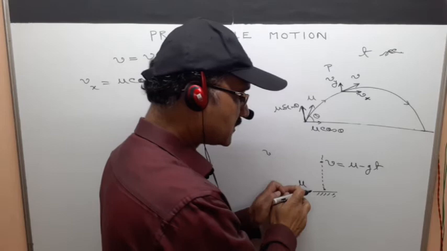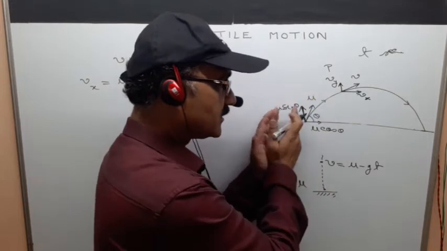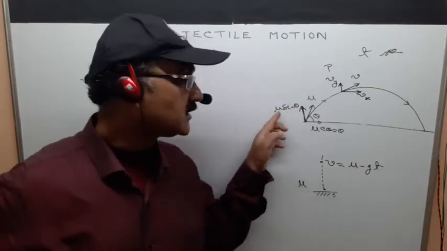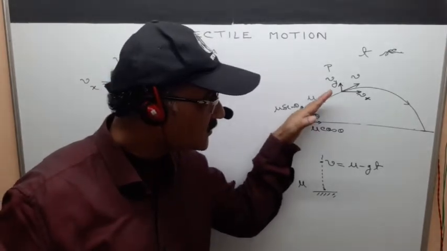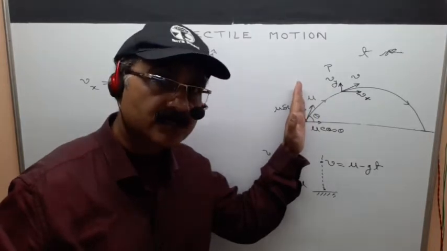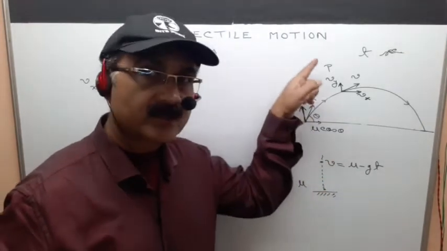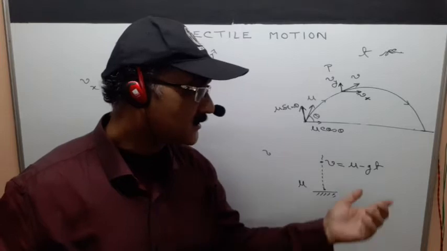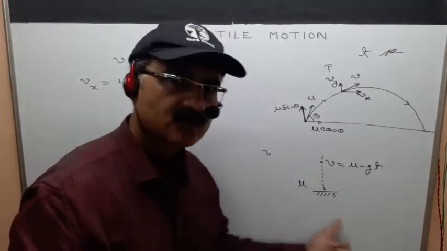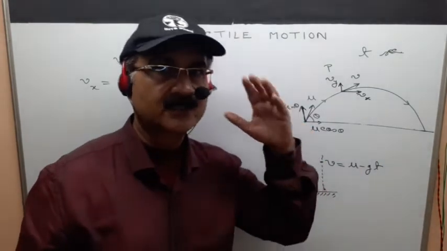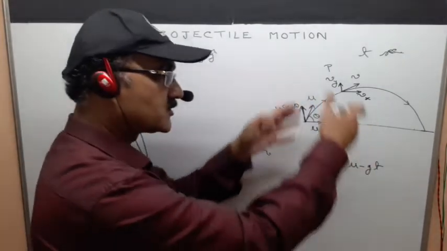Here the initial velocity in the vertical direction is u sine theta, right? Because u was in this direction, it is u sine theta. Here there was retardation, here also there will be retardation because the force is downward. So after time t, the velocity was u minus gt. This you had understood very well in the motion in one dimension chapter, right? So let's apply this knowledge here.